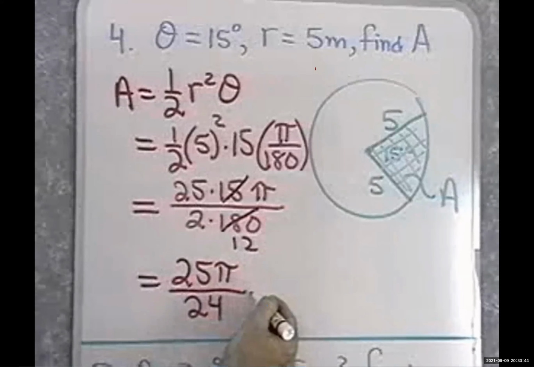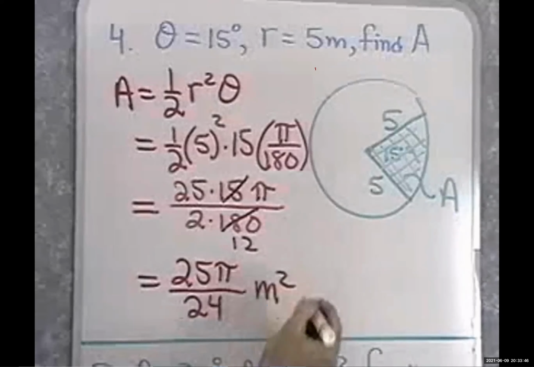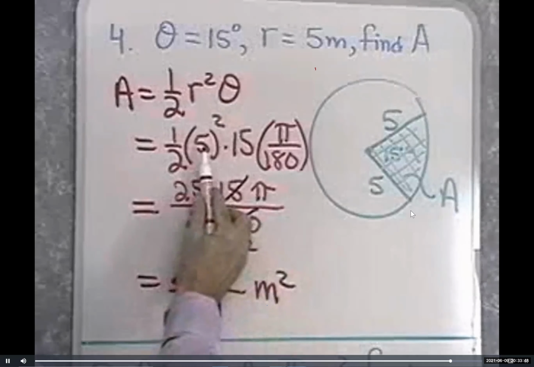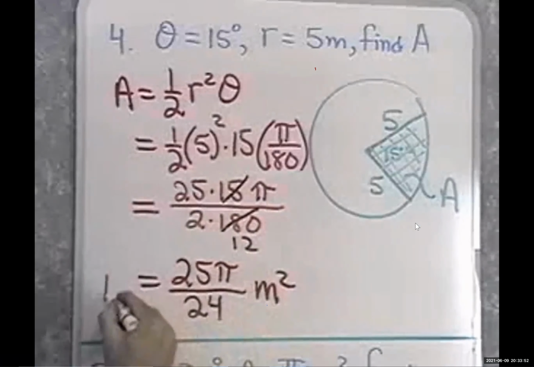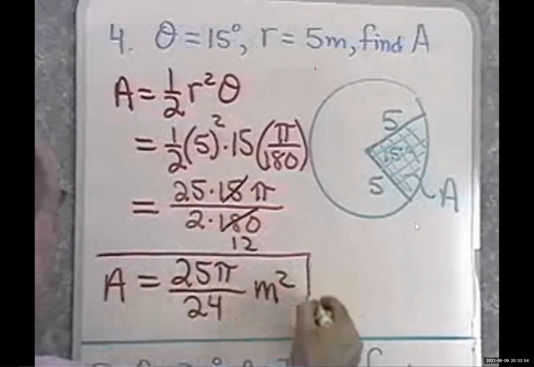And my units were meters, so this is going to be square meters, and that will come from right here where I have 5 meters. Quantity squared is 25 meters squared. So I'll put in the units there. That is the exact value.